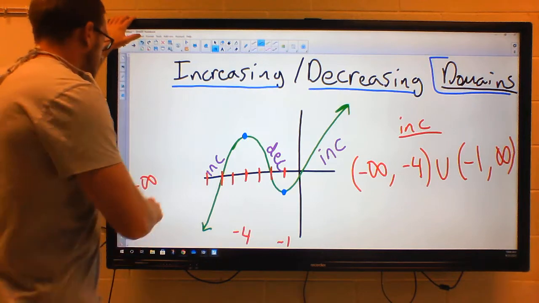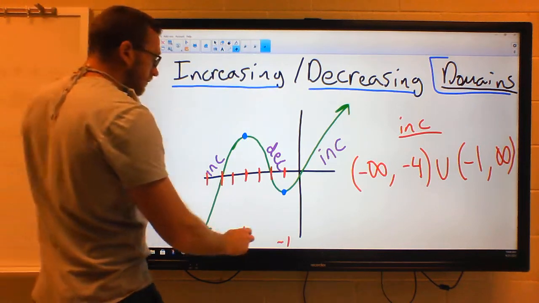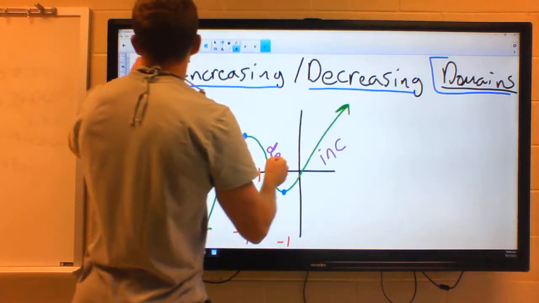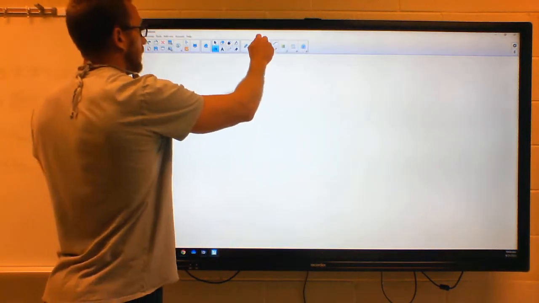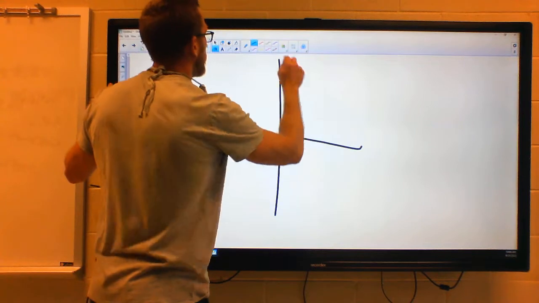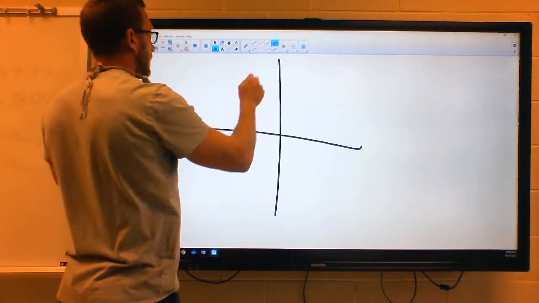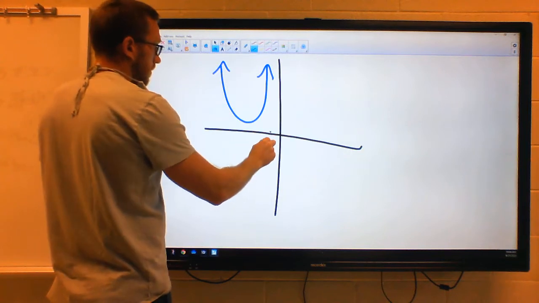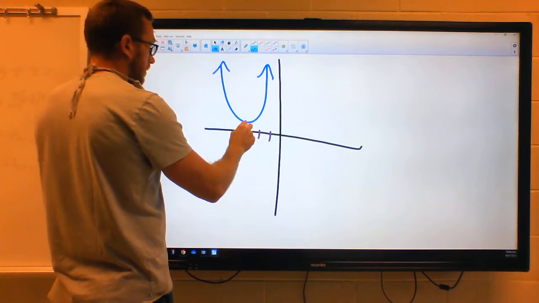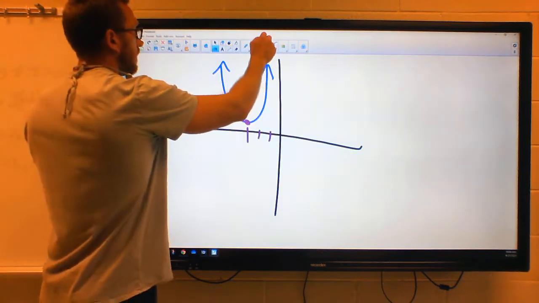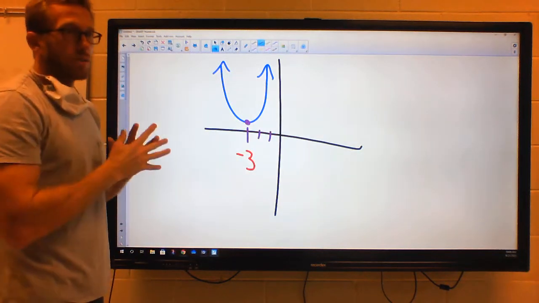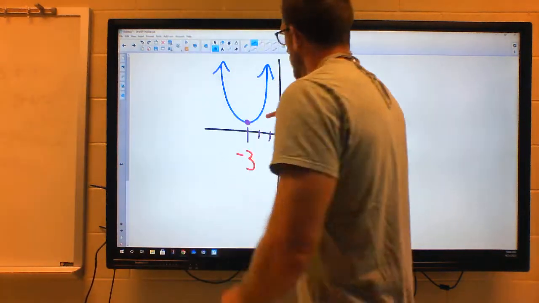So hopefully that has helped. And I am going to give us one more example of an increasing, decreasing problem. So let's just say we have here 1, 2, 3. Clearly -3 is the key component, or the key x value for this problem.